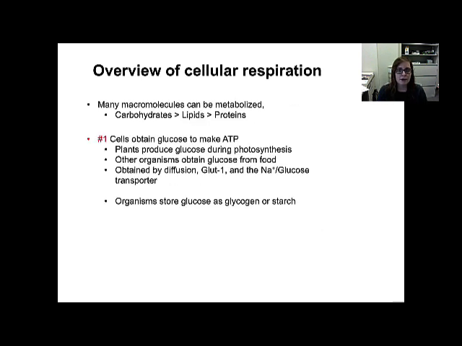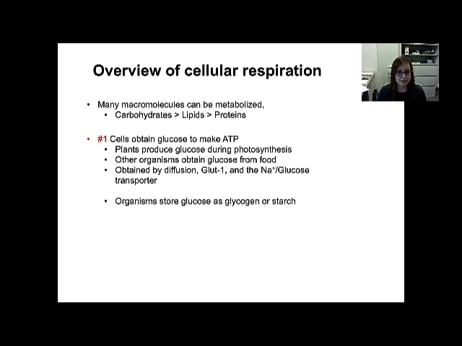And many of our macromolecules can be metabolized. Glucose, which is a carbohydrate, is the most easily metabolized. But lipids and proteins can also be metabolized. We're really going to focus on glucose. So first, cells must obtain glucose to make ATP. Plants are able to make their own glucose during photosynthesis, but we have to eat it and obtain it from our food. And we have to get it into our cells, and it can enter our cells by diffusion, the GLUT1 protein, which is a carrier protein, or the sodium glucose transporter if we wanted to get even more glucose into our cells.